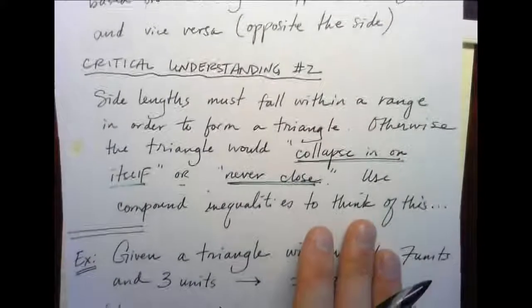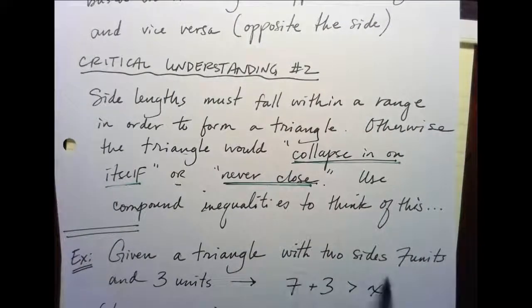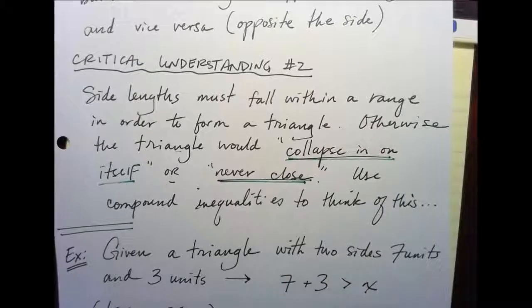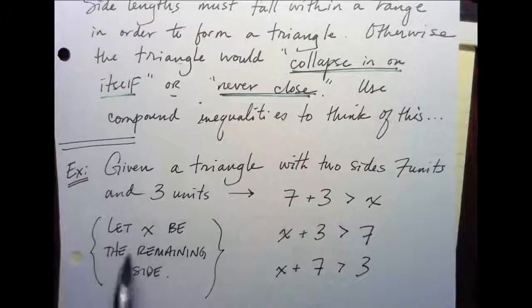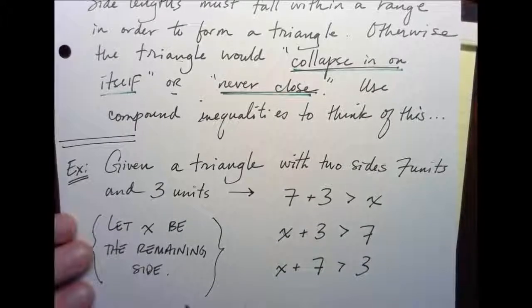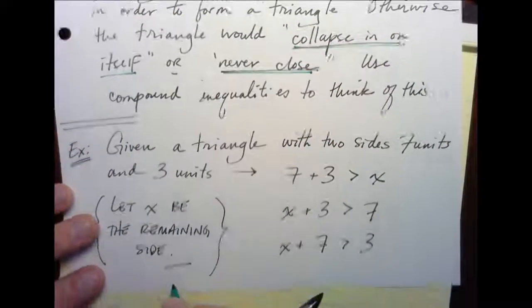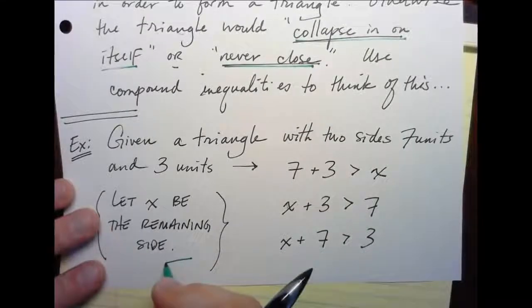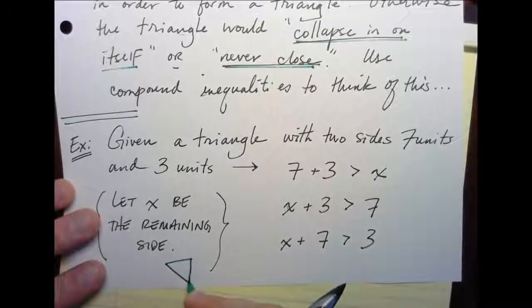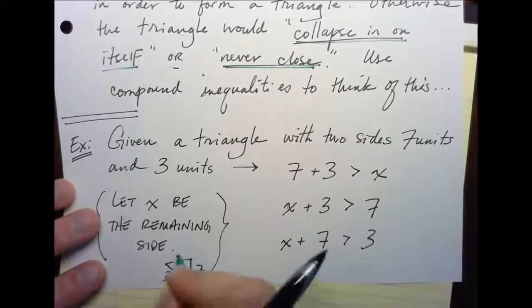Let's consider here a triangle with 2 sides, 7 units and 3 units. It doesn't matter if they're centimeters or inches or miles or whatever. They're just units, right? 7 units and 3 units. And let x be the remaining side. So I'm just sketching out some triangle. We don't know anything about it. Here's 7, here's 3, and here's x.